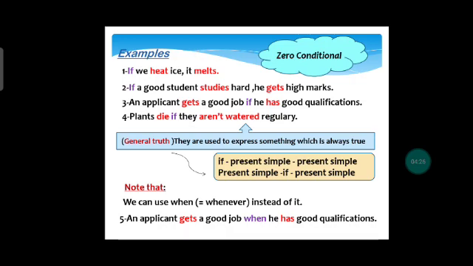Here, if is followed by present simple. Wow, is it present simple? Yes, it's a present simple. How come? Watered is in the past. No, it's in the present simple. How come? Here we have to be plus past participle. Am, is, are plus participle. It's a passive. Plants die if they aren't watered. It means if we don't water plants, they die. But here, it's in the passive form. Plants die if they are not watered regularly. Okay? Okay.